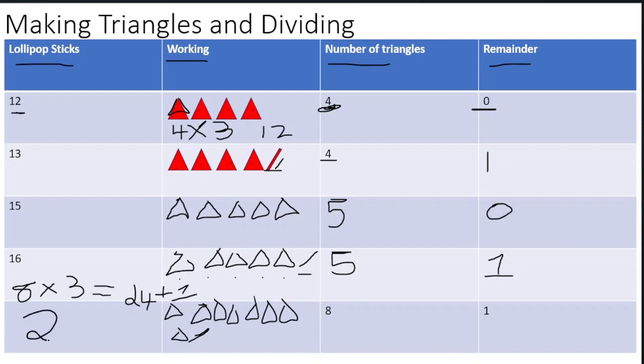So let's just double check that. 25 lollipop sticks. Let's work forwards now, just to double check our answer. 3 lollipop sticks make a triangle, so let's count our triangles. 3, 6, 9, 12, 15, 18, 21, 24, plus our remainder of 1, 25. There's 8 triangles and a remainder of 1. So we know that we have worked that out correctly, which is great.